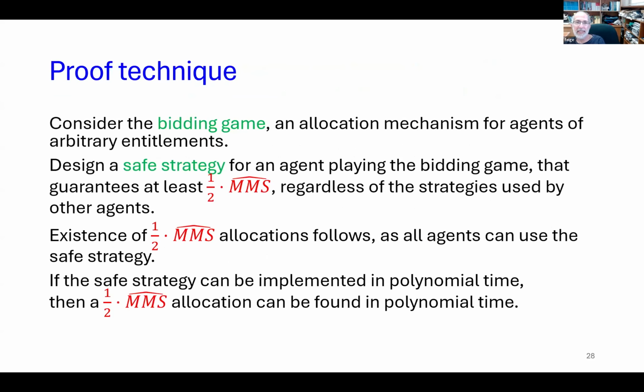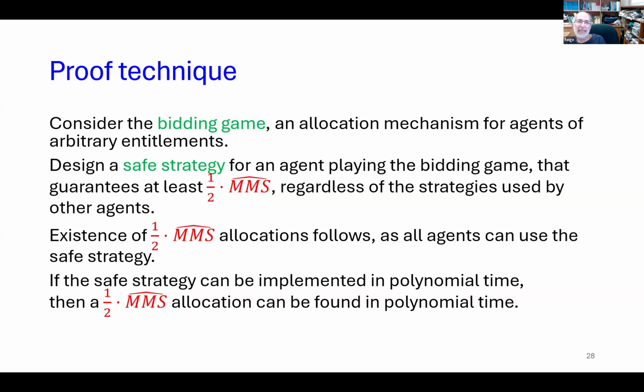The proof technique by which we prove that half MMS hat allocations exist is to consider this bidding game and design safe strategies for the game. So what are these strategies? They tell the agents how to bid, given their budget, the budgets remaining to other agents, and the items that are left, and which items to choose when they win the bid.